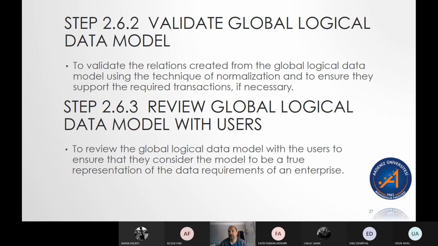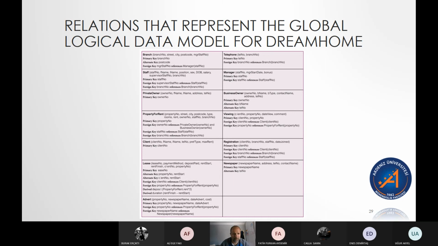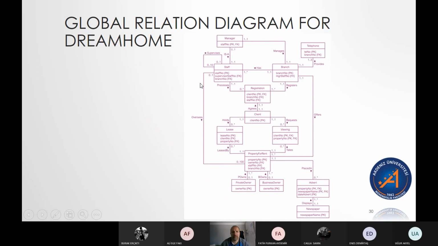Okay. Again, we validate using the user transactions. We review the global model with the user, and we end up with a final merged version that has all of our relations along with primary key, foreign key, right? Relations that represent our global model, and this could be our global relation diagram for the DREAMHOME system that we've been talking about. All right.